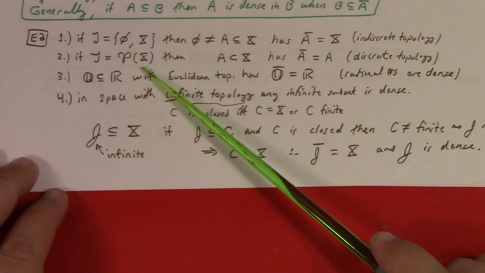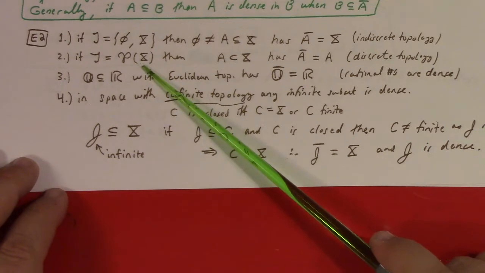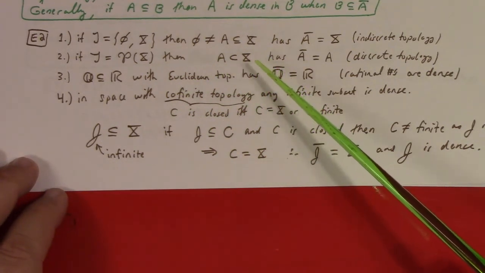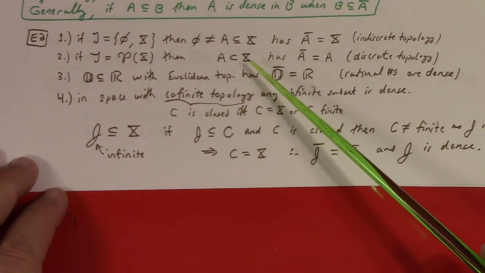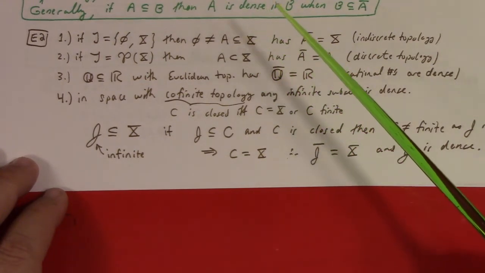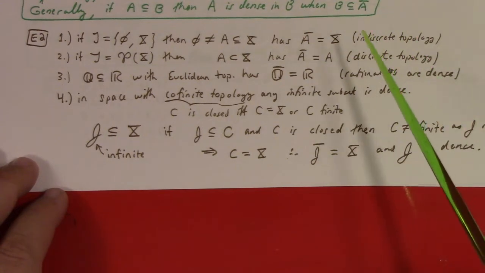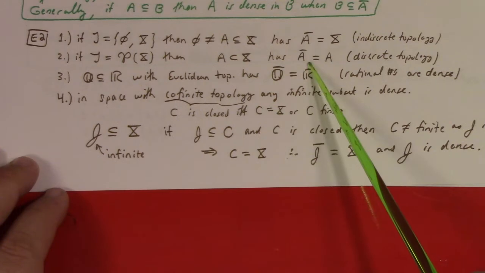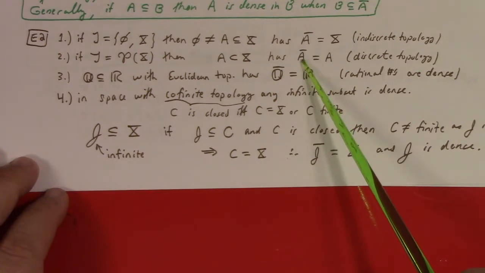On the other hand, in the discrete topology, every set is open, which means the complement of every set is also open, and as such that means every set is both open and closed in the discrete topology, and that implies that the set itself is closed, which means if you take the intersection of all closed sets which contain A, that intersection will just go down to A itself, because A is itself closed.